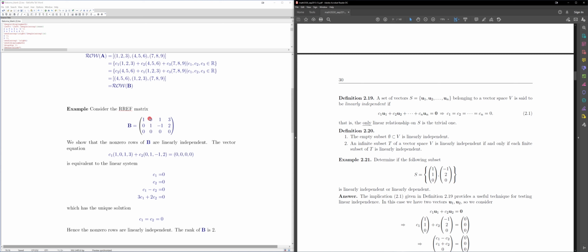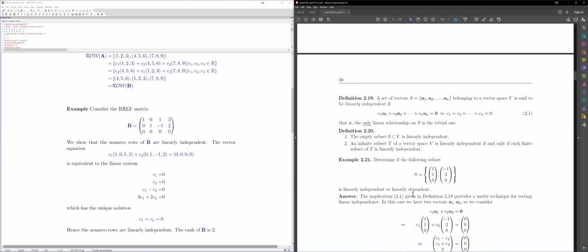Likewise, from the second column over here, the fact that this is a pivot and everything else is 0 in this column means that when I consider this vector equation with the rows, for my second component I'm going to have C1 times 0, C2 times 1, which is C2, and that's going to be equal to 0. So the fact that I have this 1 as the only non-zero entry in this column gives me that C2 is equal to 0.